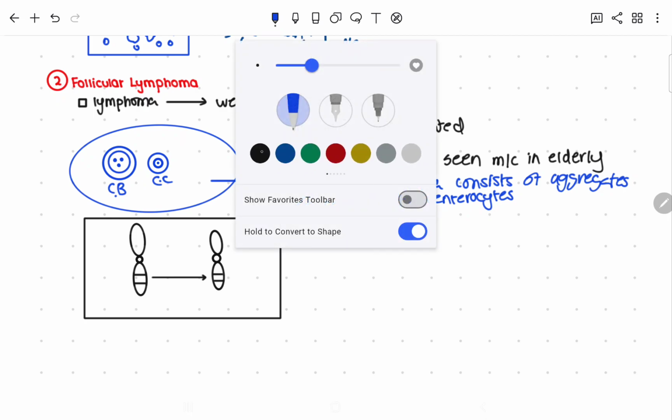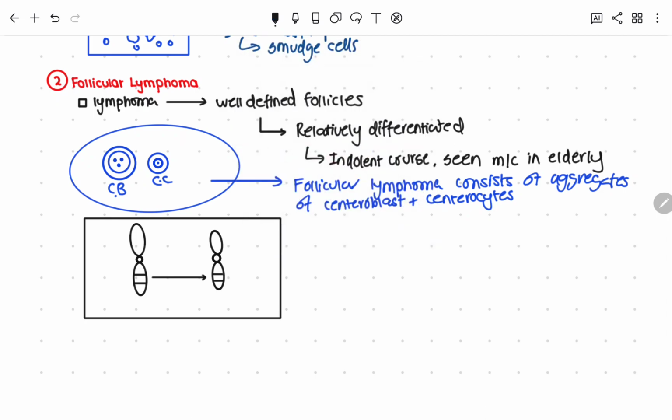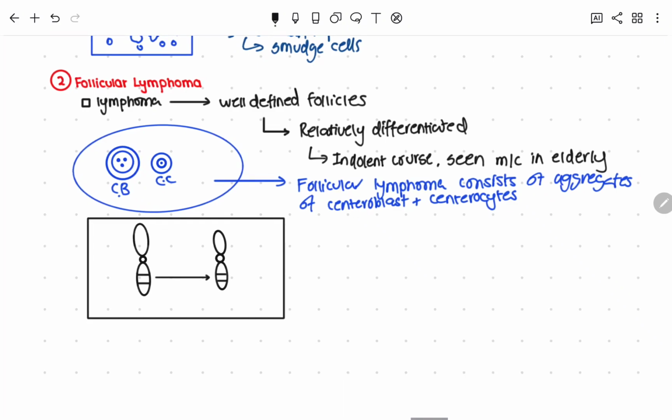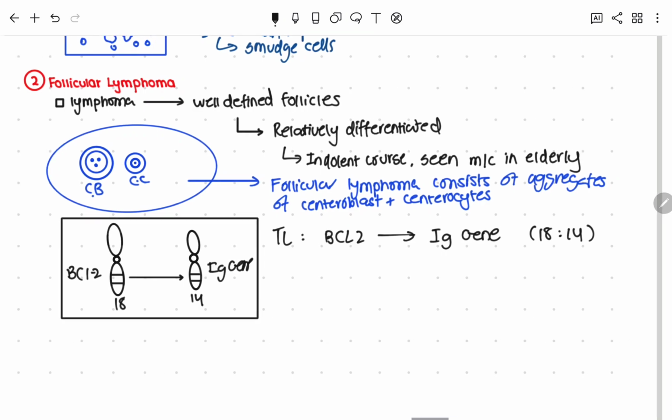Now, coming to chromosomal abnormalities that are associated with follicular lymphoma, there is the translocation of the BCL2 gene to the loci of the immunoglobulin gene. The immunoglobulin gene is found on chromosome 14. The BCL2 gene is found on chromosome 18. So it's an 18-14 translocation taking place. BCL2, the IG gene loci.